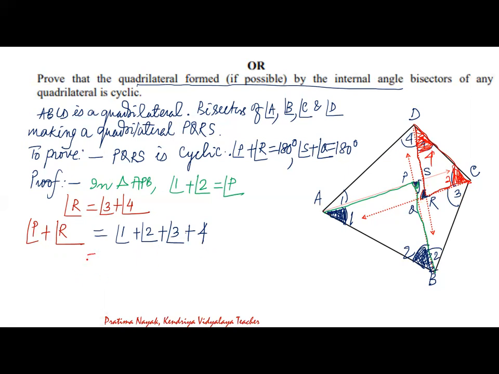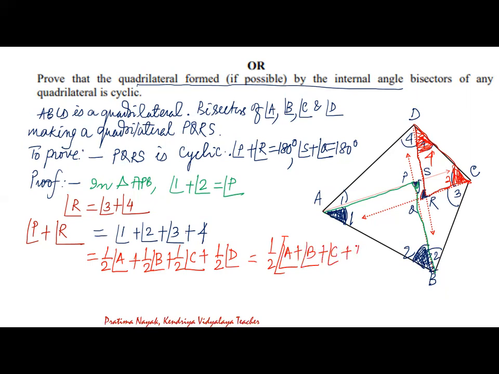So what is 1? 1 is equal to half of A. What is 2? Half of B. What is 3? Half of C. What is 4? Half of D. Now I'll take all the half common. So it will be angle A plus B plus C plus D. And what is the sum of quadrilateral ABCD? It will be 360 degrees. So half into 360 degrees will be your 180 degrees. So I'll write PQRS is a cyclic quadrilateral.